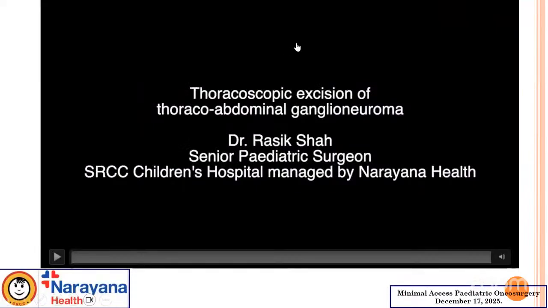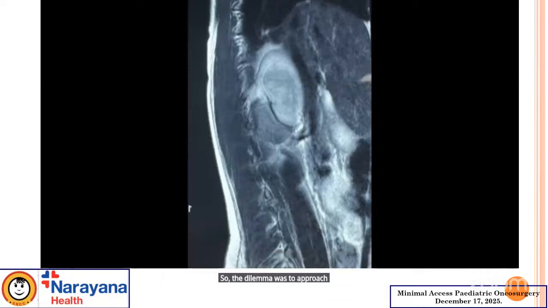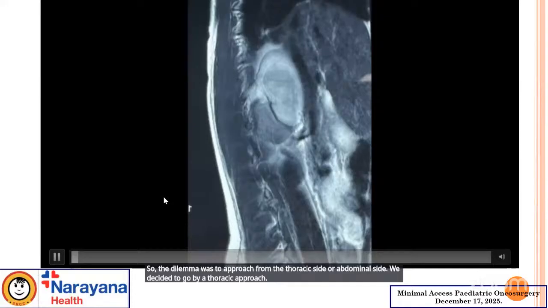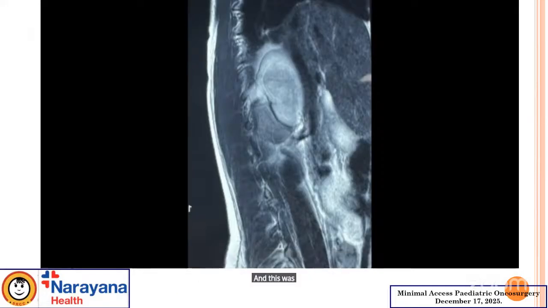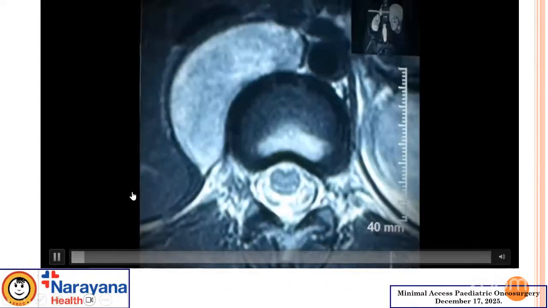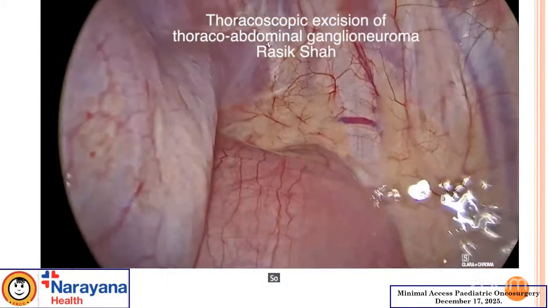This is another tricky patient who had a thoraco-abdominal ganglioneuroma, and they are not easy. So the dilemma was whether to approach from the thoracic side or the abdominal side. We decided to go by a thoracic approach, and you will see that the entire tumor was taken out very easily. This was possible because of the minimal access surgical technique. Otherwise, they are not easy. You can see a large tumor, almost 7-8 centimeters by 3-4 centimeters by 3-4 centimeters. So this is how we approach the tumor.